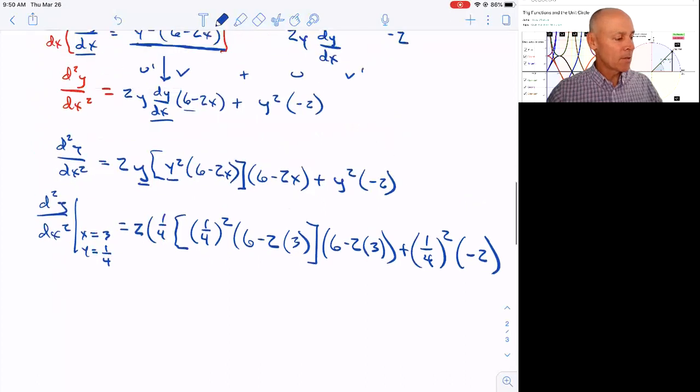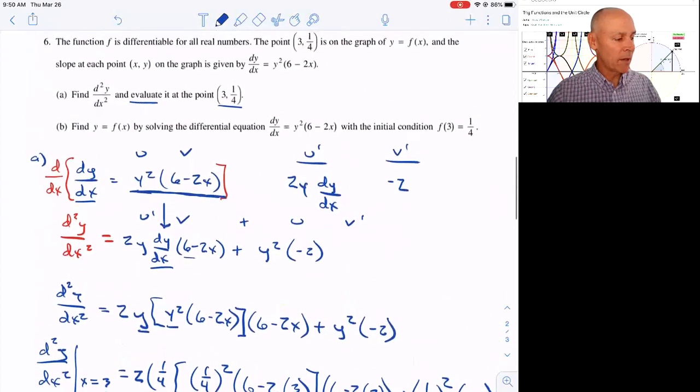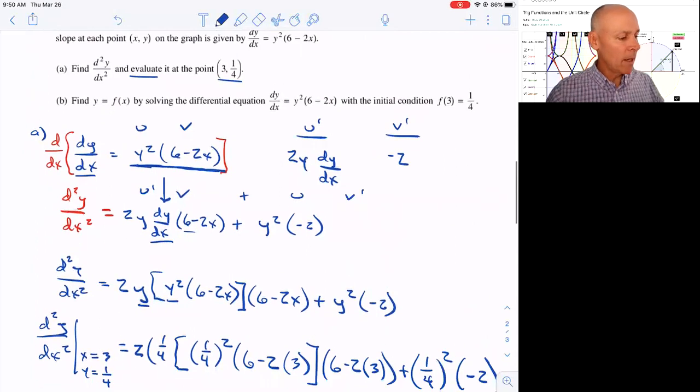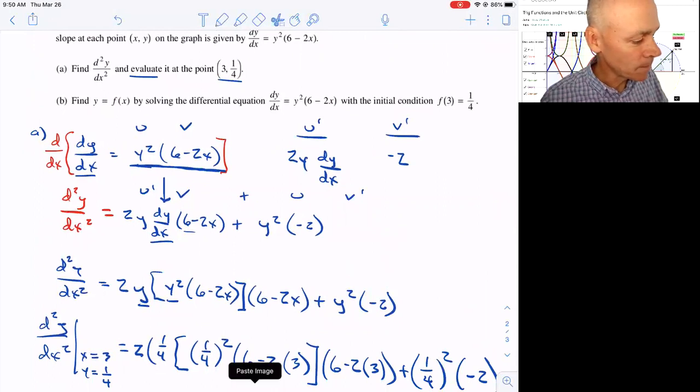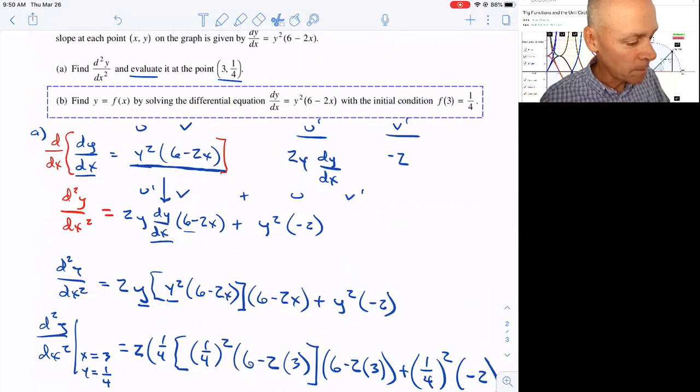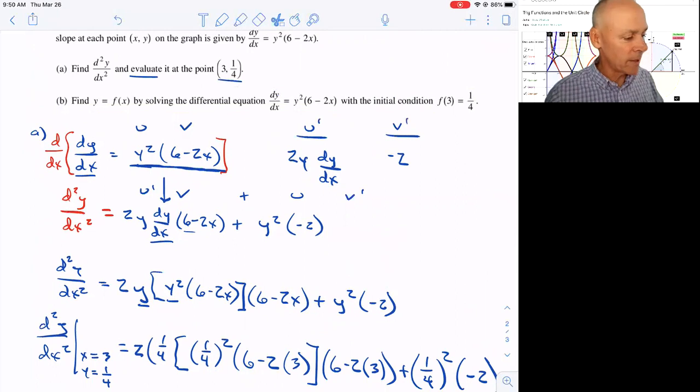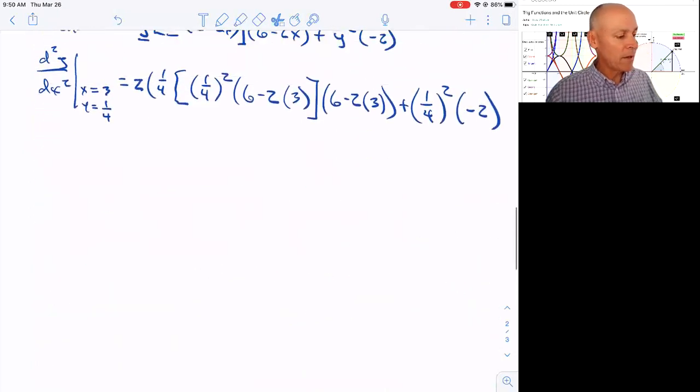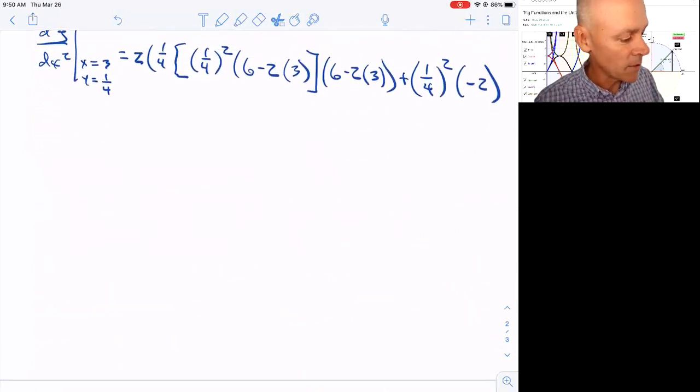Okay, so that was part A, where we found the second derivative, and then we were given a point to evaluate the second derivative at that point. Okay, part B. It's kind of a moneymaker, pretty typical on a differential equation problem. We're asked to find a particular solution.